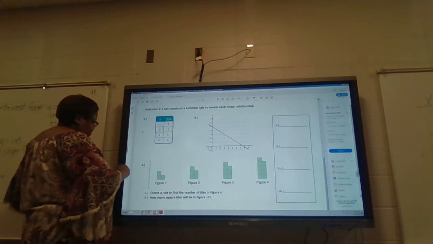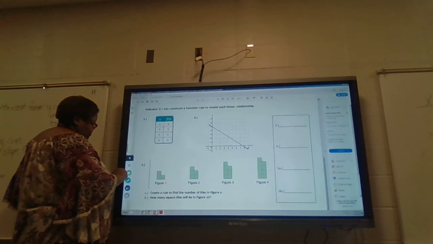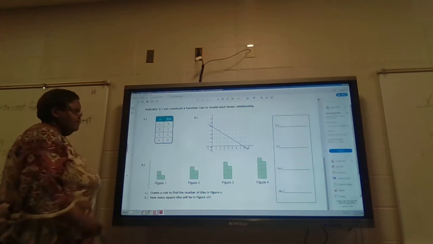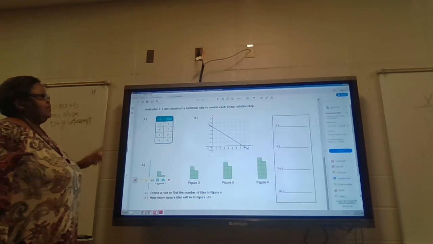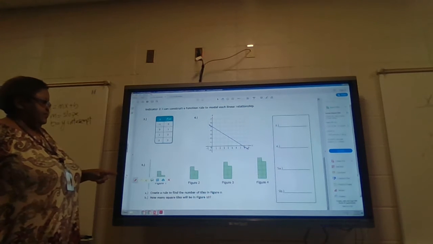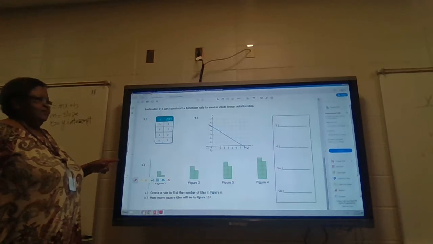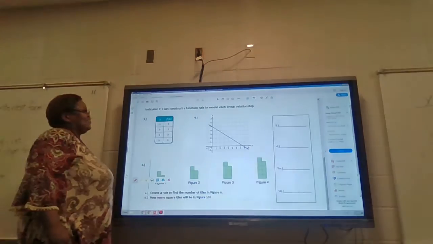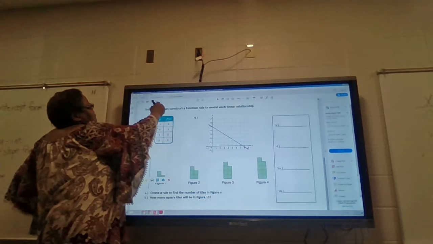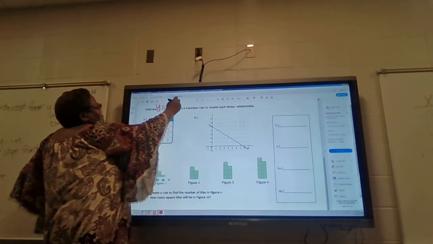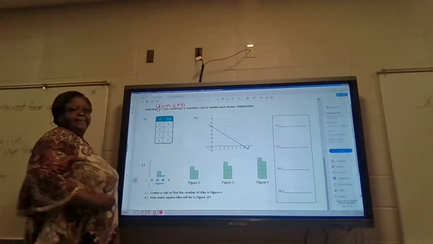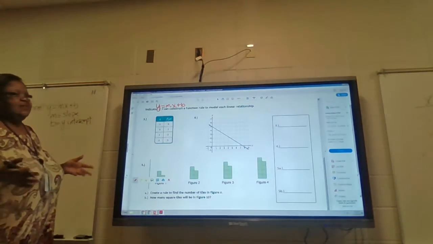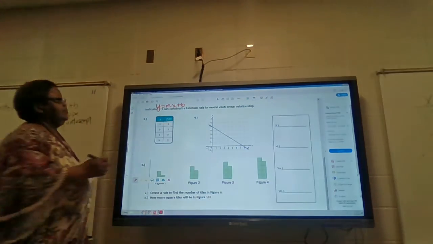Okay, now we're going to get into something a little different. So now we're going to write function rules from a table, a graph, and I forgot what you call this. I'll think of it in a minute. Okay, so what we're looking for is something in the form of y equals mx plus b. Remember that one? Those are the lines. M is the slope.